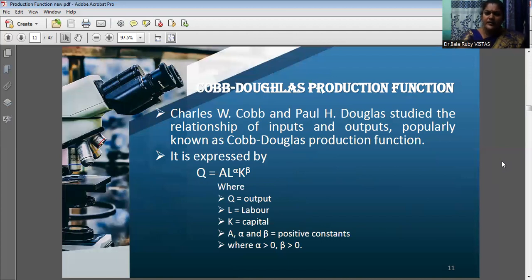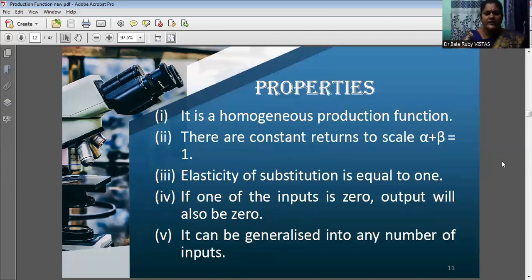Then in the case of the Cobb-Douglas production function, Cobb is one person and Douglas is a separate person. They combined together and studied the relationship between input and output. So it is considered the Cobb-Douglas production function. The general form of the Cobb-Douglas production function is Q = A L^alpha K^beta. Here Q is output, L is labor, K is capital, and A, alpha, beta are positive constants. Then let us discuss the properties of the Cobb-Douglas production function. It is a homogeneous production function.